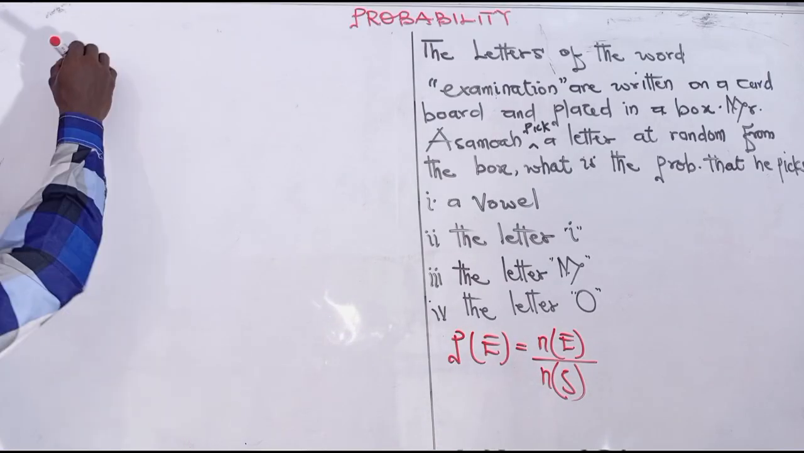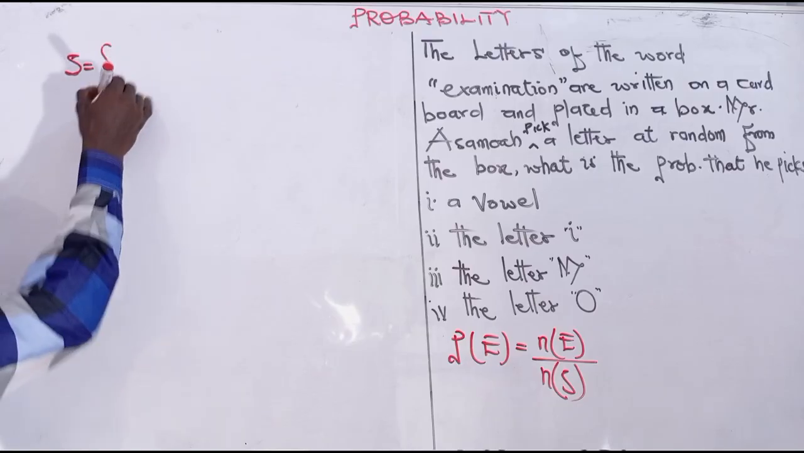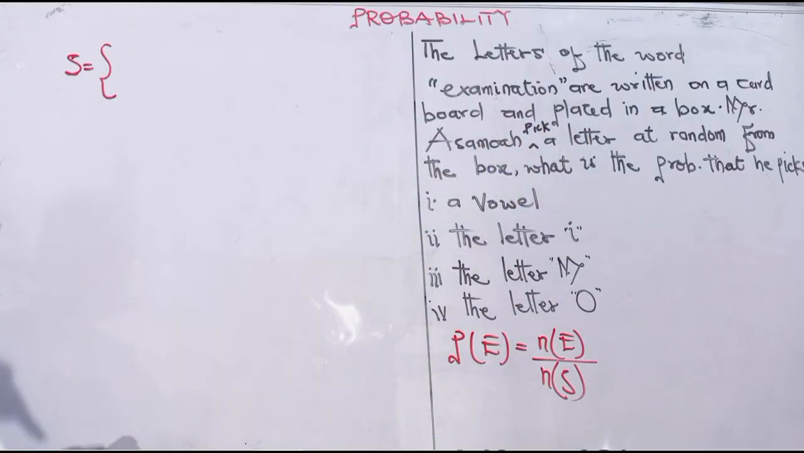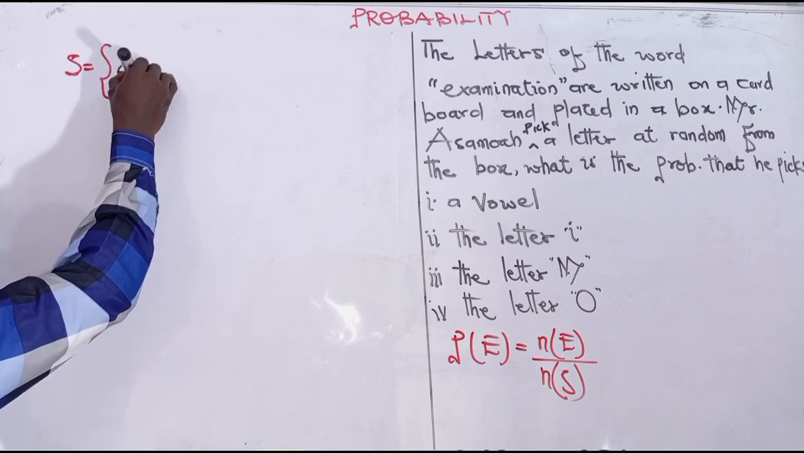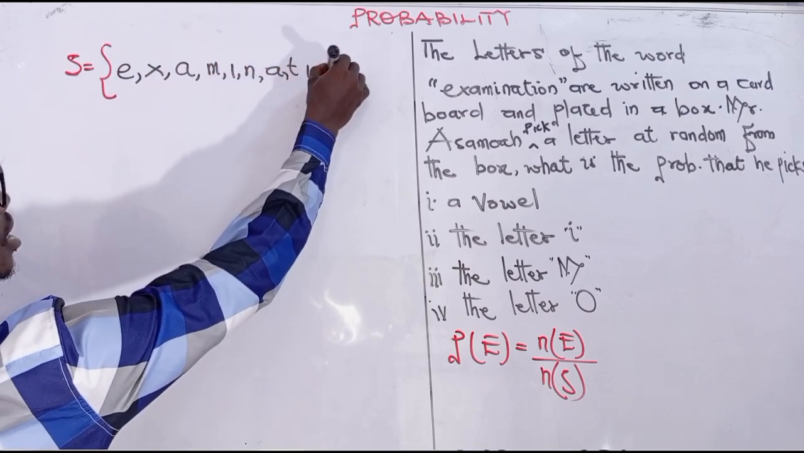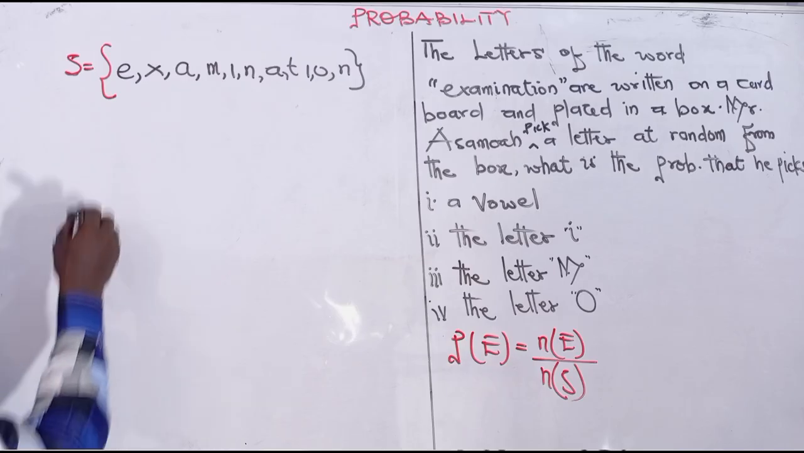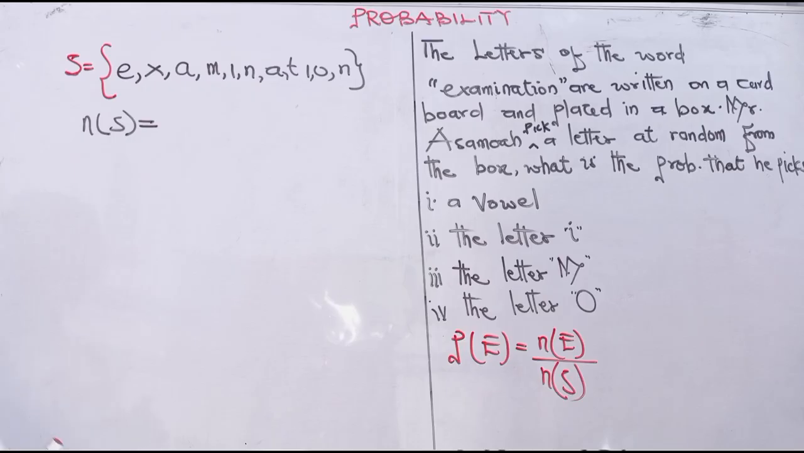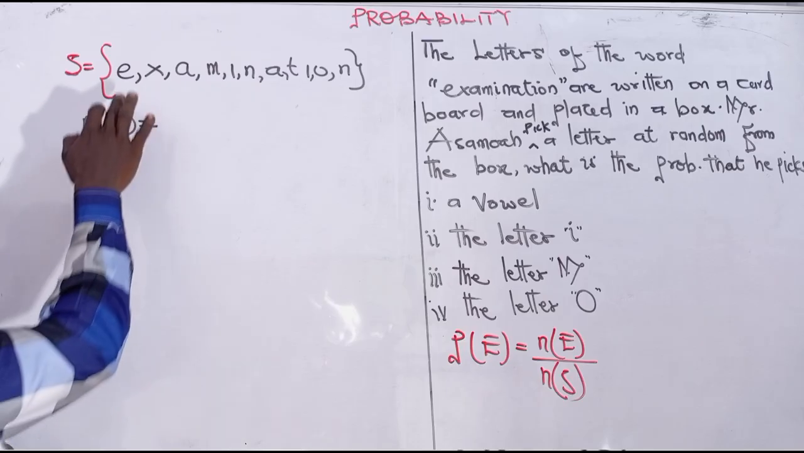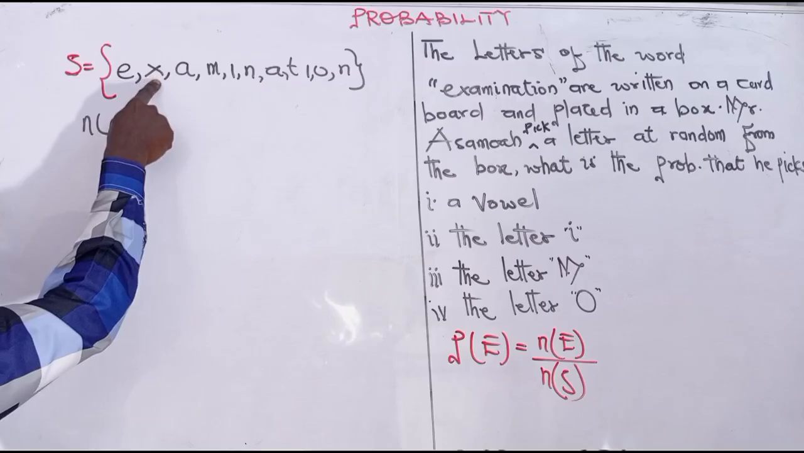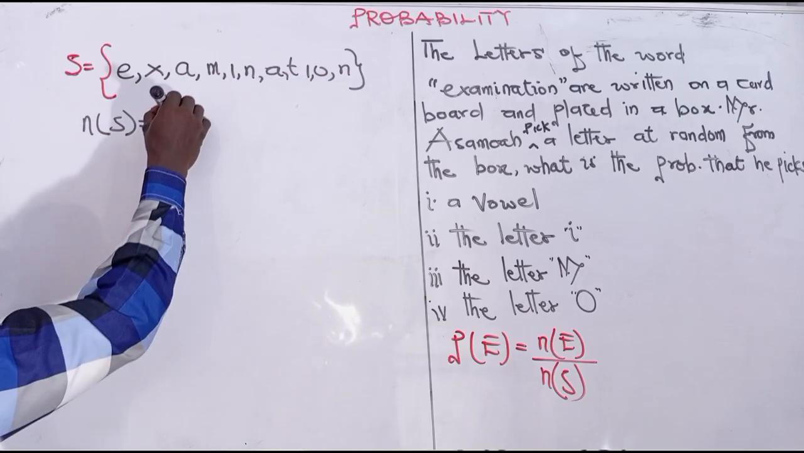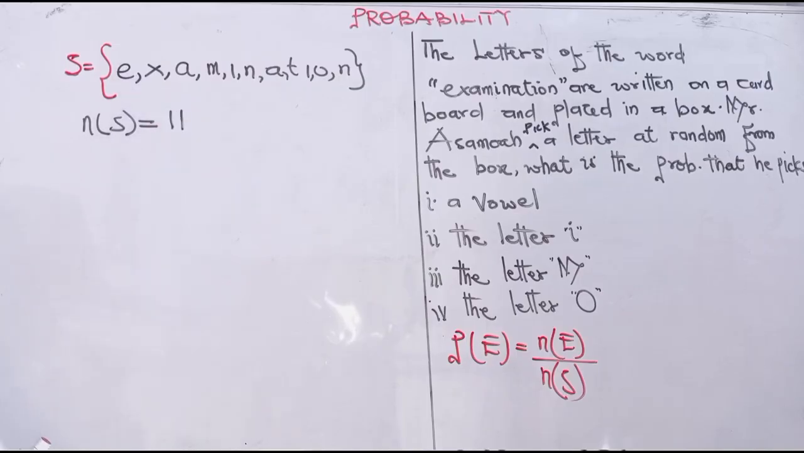So we have our sample space. Our sample space is going to be the letters in the word examination. And once we know our sample space, we find the number of outcomes in the sample space. So we are going to count the number of outcomes in this sample space. We have 1, 2, 3, 4, 5, 6, 7, 8, 9, 10, 11. So it means that we have 11 outcomes in the sample space.